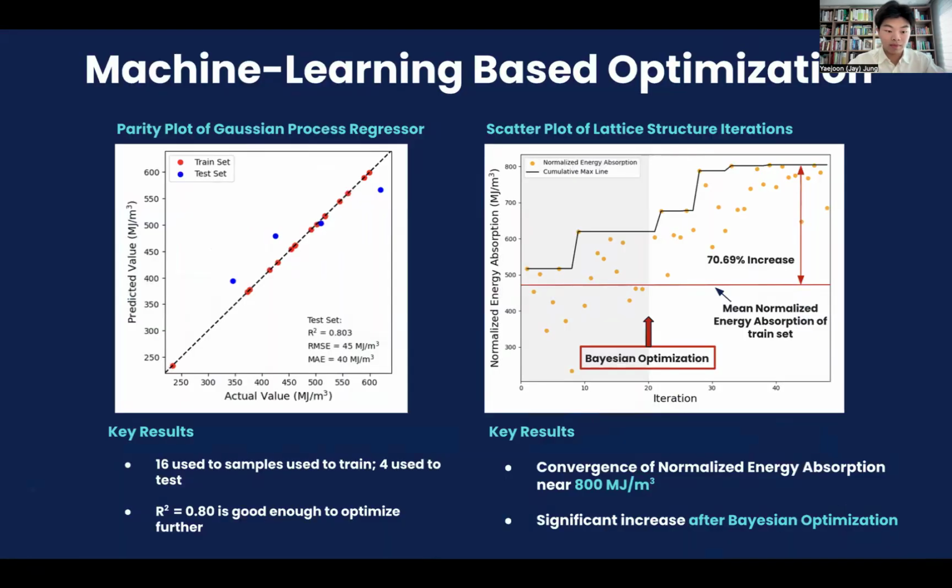Here are my results. So I generated 20 different lattice structures at the beginning, and I used 16 of them to train and used 4 to test. I obtained the R-square value of 0.8, which was deemed sufficient as a baseline estimator. And then I used Bayesian optimization, and as you can see here, the energy absorption continuously increases until it converges to about 800 megajoules per meter cubed. This is a significant 70.69% increase from previous iterations.